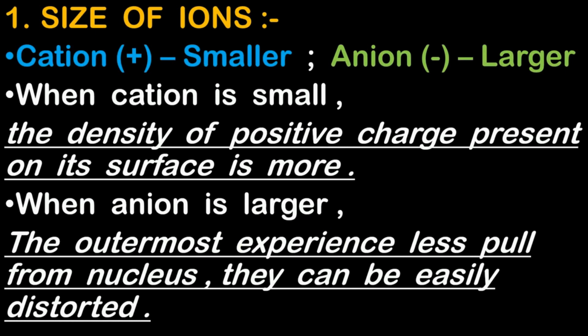Now why do they experience less pull from the nucleus? Because obviously the outermost energy level electrons are away from the nucleus. So the larger your anion is, the greater the distance between the outermost energy level electrons and the nucleus. And the farther they go, the less pull they experience from the nucleus and hence they can be easily pulled by some other cation. Clear with this?